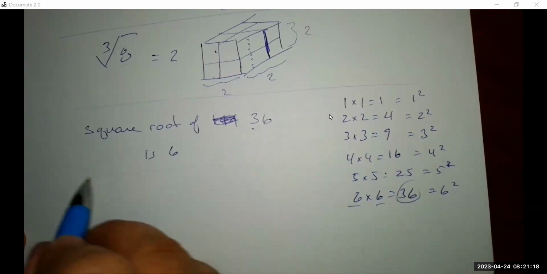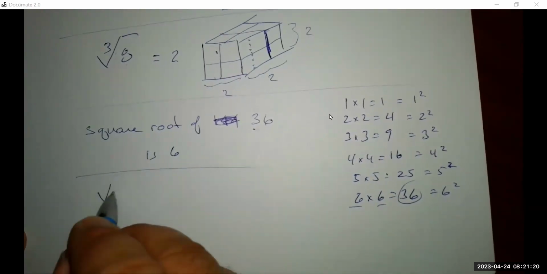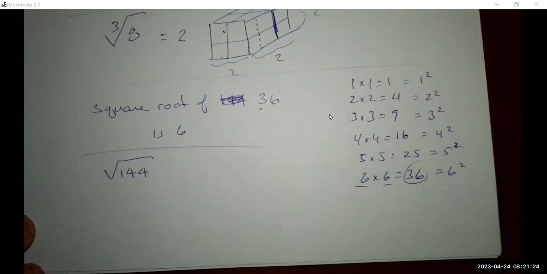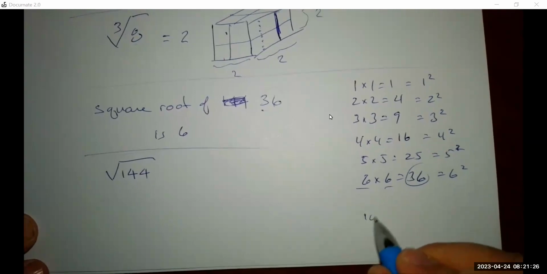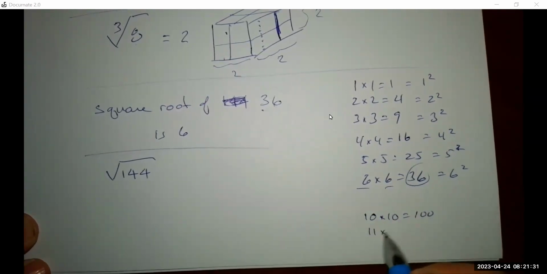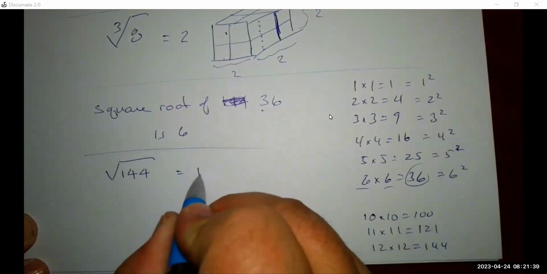Let's look at some other numbers. Square root of 144. We know 10 times 10 is 100. 11 times 11 is 121. 12 times 12 is 144. So the answer is 12.